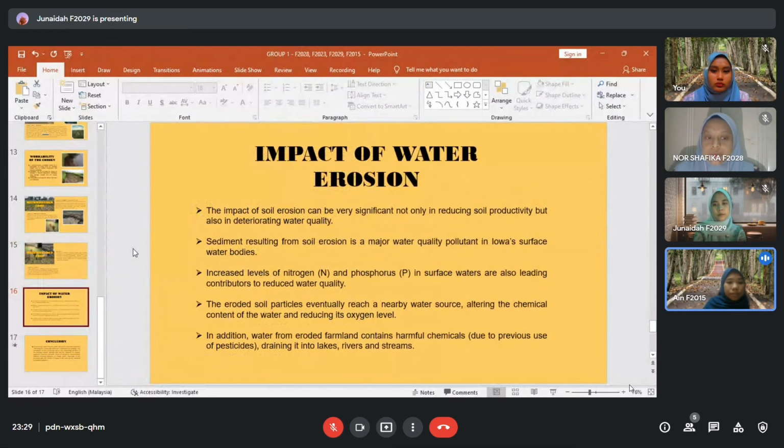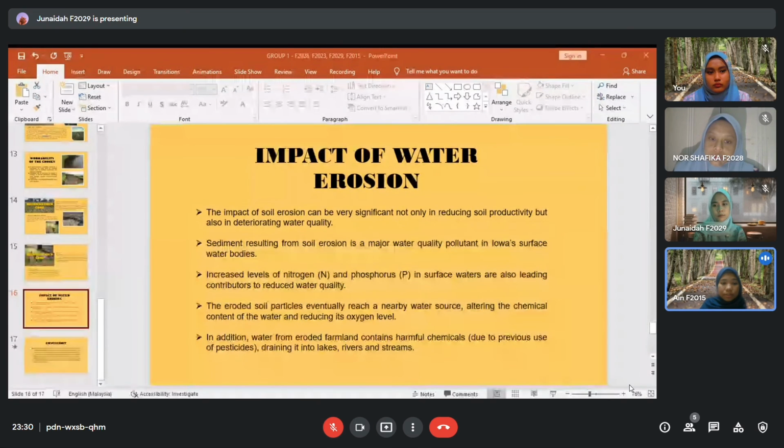Impact of water erosion. The impact of soil erosion can be very significant, not only in reduced soil productivity but also in deteriorating water quality. Sediment resulting from soil erosion is a major water quality pollutant in surface water bodies. Increased levels of nitrogen and phosphorus in surface water are also leading contributors to reduced water quality.